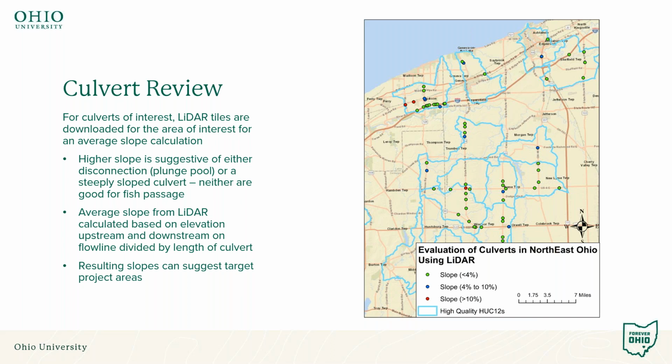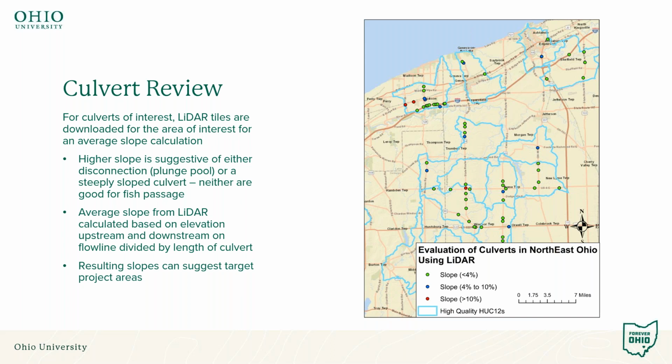A high slope is going to suggest either that there's disconnection at the downstream end, so that there's a plunge pool, or that you have a steeply sloped culvert, and neither of those are good for fish passage. The most likely scenario is that a high slope is really indicating disconnection at the downstream end. Those resulting slopes can then suggest target project areas. If you look at this map for Northeast Ohio, which is a little more zoomed in, you can see that there are a number of culverts where the slope is very low, less than 4%.